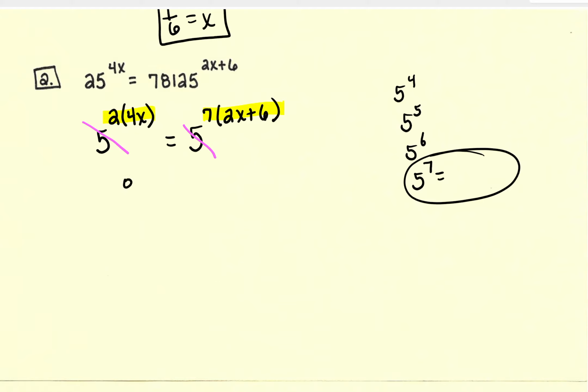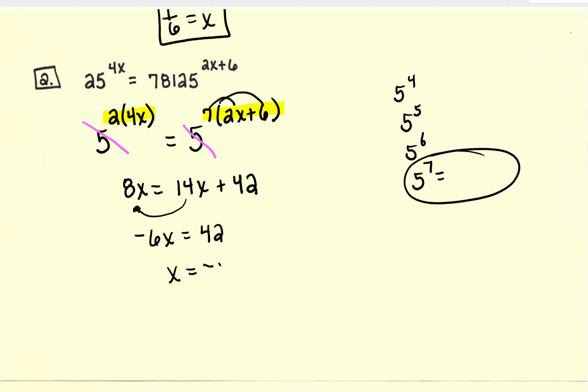2 times 4 is 8x equals, distribute your 7. 7 times 2 is 14x, and 6 times 7 is 42. Subtract your 14x over, so 8 minus 14 is negative 6x equals 42. Divide by negative 6, and x is equal to negative 7.